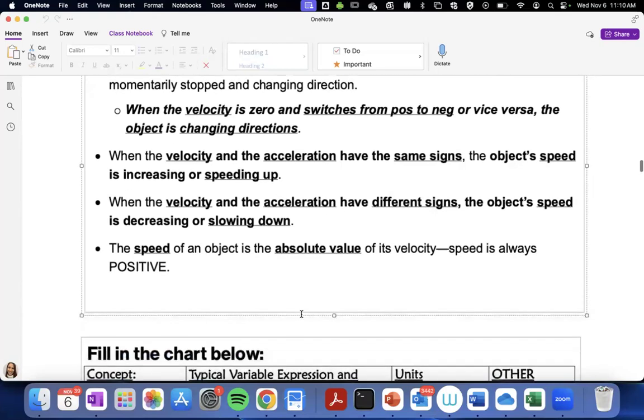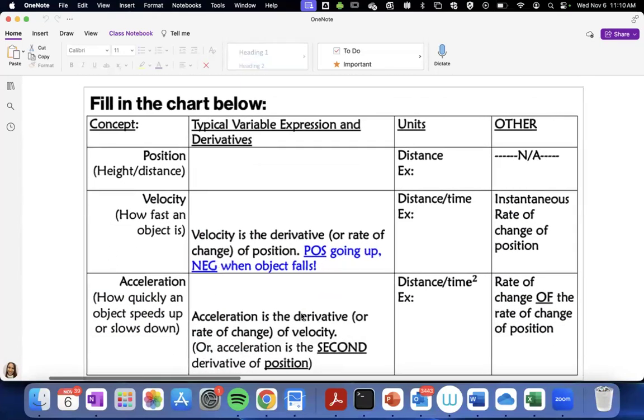Finally, we talked about speed already, so let's fill in the charts. The position is a height or a distance, so that's going to be represented by the position function S of t. You might also see h of t, whatever they give to you, but typically it's S of t. That's the position. For the distance, you might see units of meters or feet or miles.